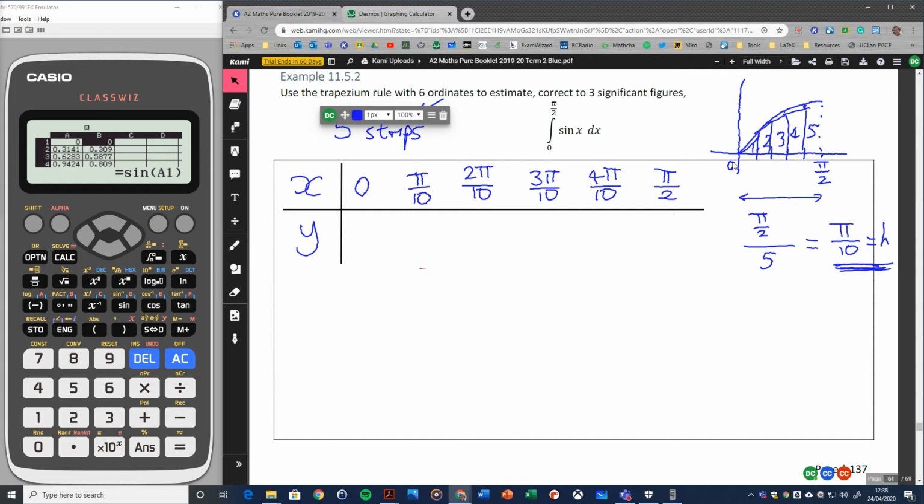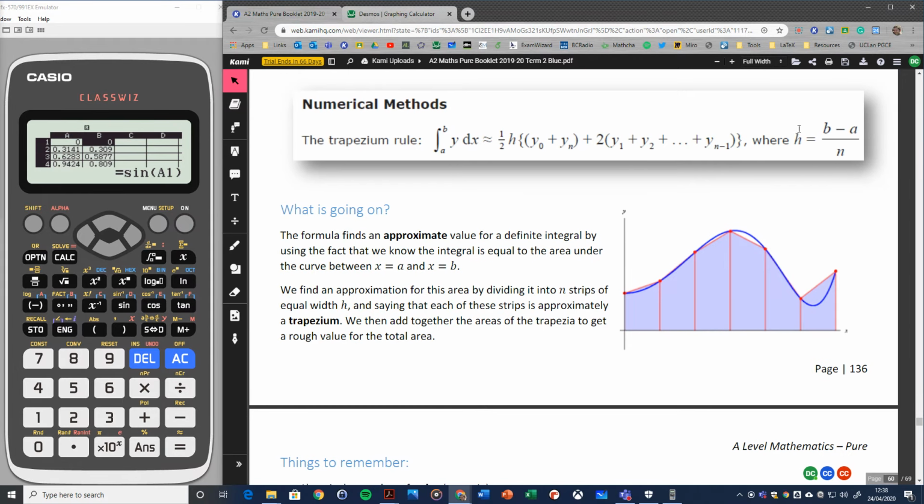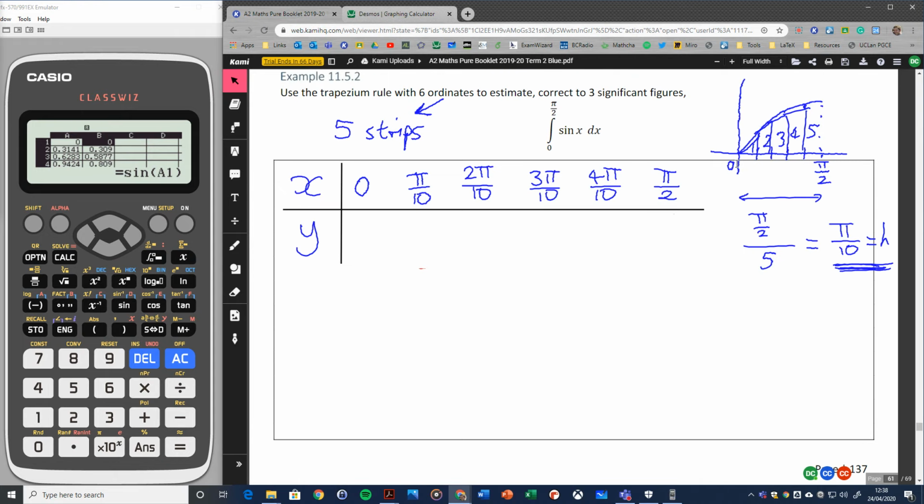This distance here from 0 to pi over 2 has a length of pi over 2 minus 0, which is just pi over 2, and we are dividing it up into 5 strips, so each little strip will have a width of pi over 10, and that is our value of h in the formula for the trapezium rule. So really I've just done that formula here at the end, b minus a over n, but if you're going to use that formula without thinking, then make sure you remember what n represents. N is the number of strips. Here I just thought it through instead of looking at the formula.